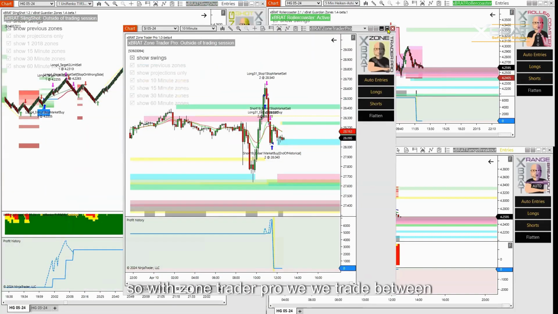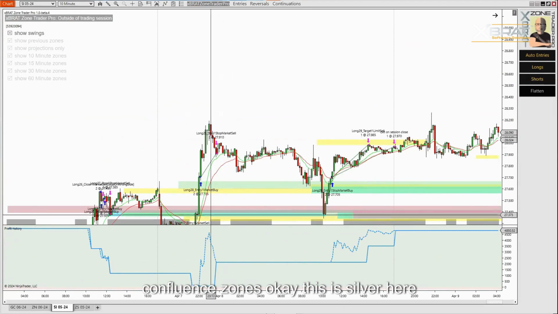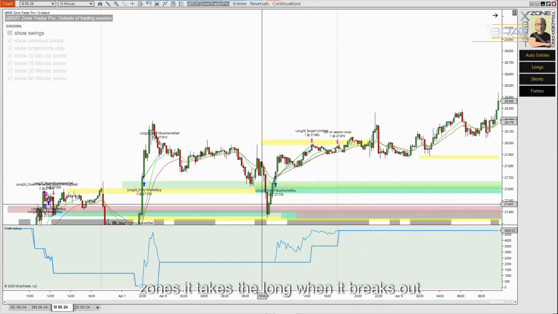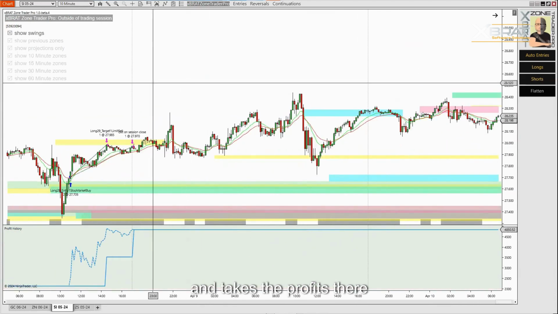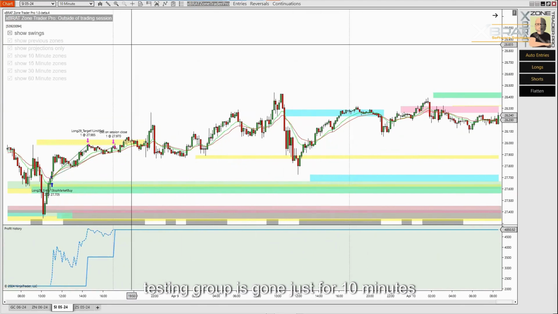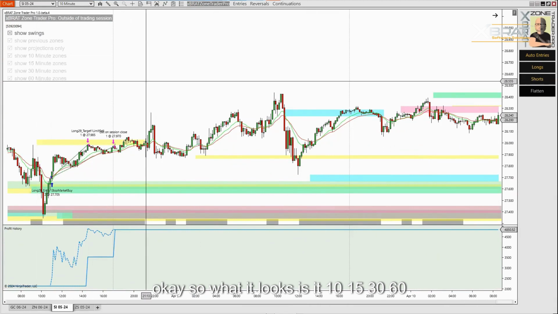So with Zone Trader Pro, we trade between confluence zones. Okay. This is silver here. When it's breaking out of this confluence zone, it takes the long. When it breaks out of this confluence zone, it takes the longs and takes the profits there. At the moment, what we've done in the beta testing group is gone just for 10 minutes. Okay. So what it looks at is 10, 15, 30, 60.